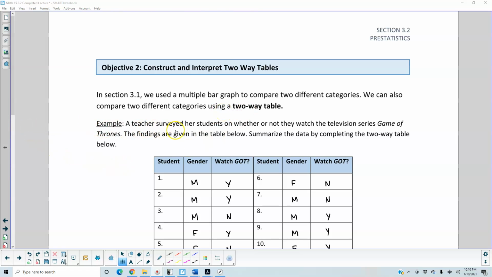For example, a teacher surveyed her students on whether or not they watched the television series Game of Thrones. The findings are given in the table below. Summarize the data by completing the two-way table below. So let's take a look at this.